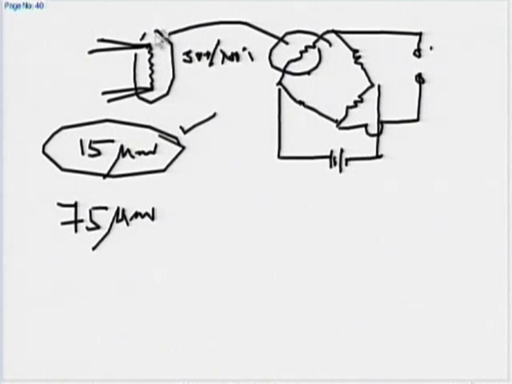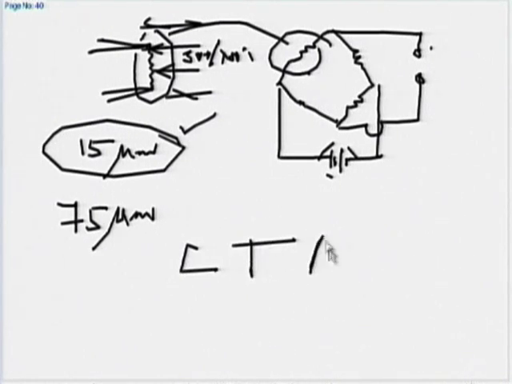When I put this in flow, this hot wire gets cooled, but I will bring it back to the same temperature. The additional power I have to put in to bring it back to the same temperature is a measure of the velocity. That is why this is called a CTA, that is constant temperature anemometer, because I am maintaining the temperature constant. So, this is a very highly specialized equipment.